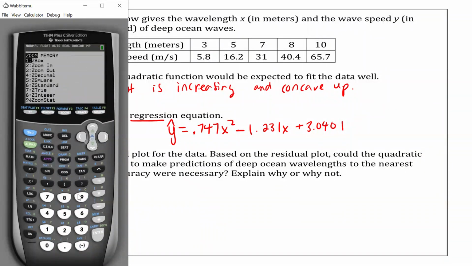And I'm going to have to re-zoom my statistics. So I go to zoom, and I'm going to go to 9 for zoom stats. Did I still not turn it on? Stop graphing. We're going to go here. It was on. There it is. And that's pretty good. Almost all points are on the line except one.